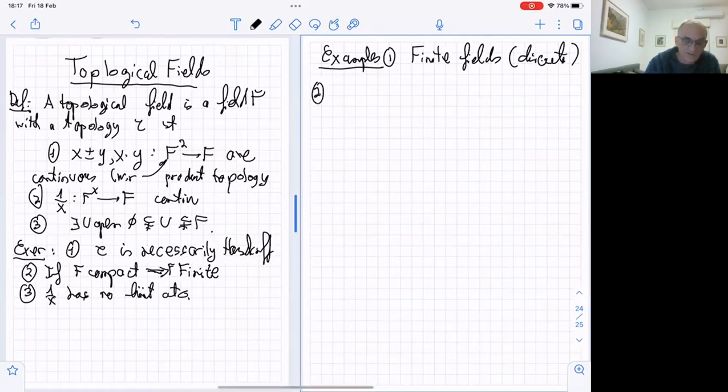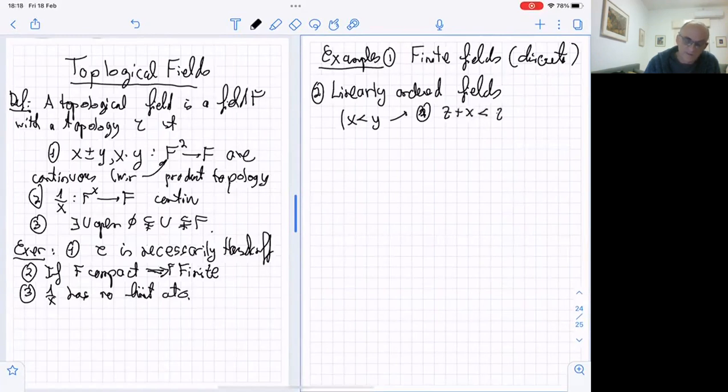Now linearly ordered field, which is already in our realm. These are fields with the axioms that say if x is less than y, then first of all, it doesn't matter what you add, z plus x is less than z plus y. And the second thing, if z is greater than 0, then also zx is less than zy. And this is enough to guarantee all the requirements that I have on the left here. So again, it's an exercise to show that this is a topological field.